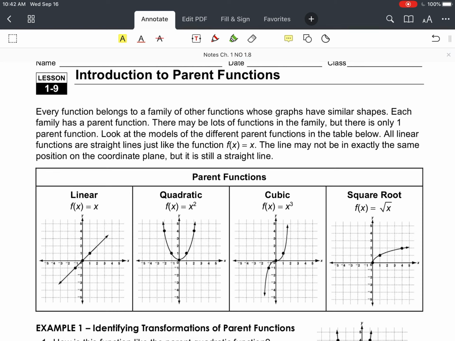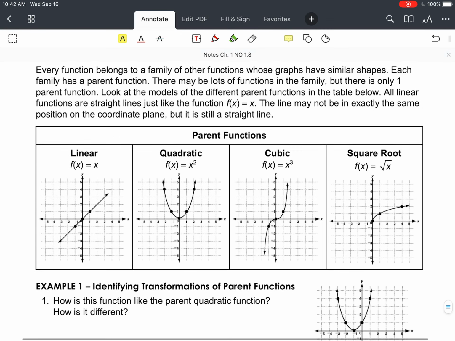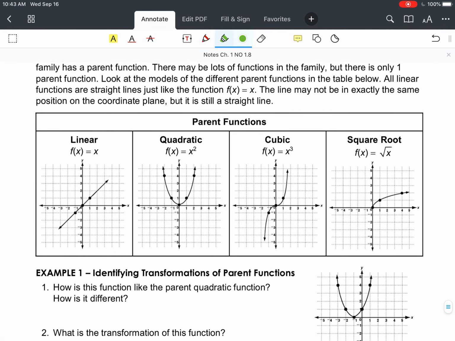Hi everyone, Miss Barber here for lesson 1.9, the final one for chapter 1 in Algebra 2, Introduction to Parent Functions. So every function belongs to a family of other functions whose graphs have similar shapes. So each starts with a parent function. So the parent function, you can think of it as the most basic function that exists.